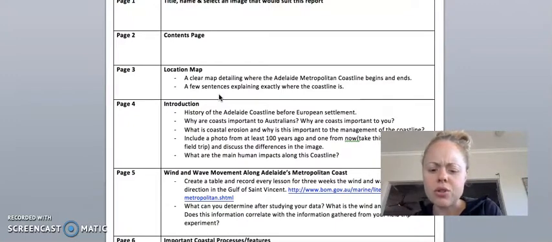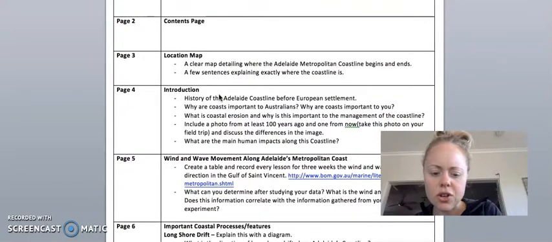Why are the coasts important to Australians? So you can just answer that yourself, whatever you think the answer is. Why are coasts important to you? What is coastal erosion? So you should have that written in your book somewhere. And why is it important to the management of the coastline?